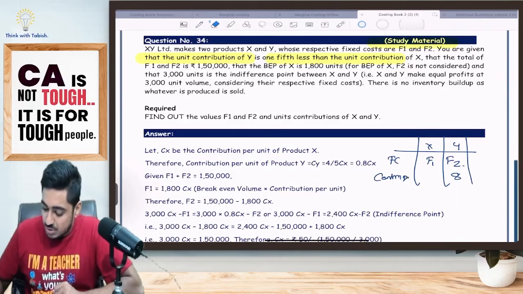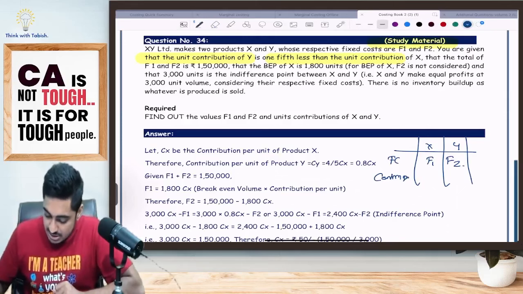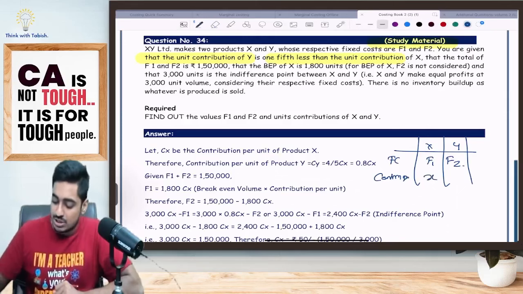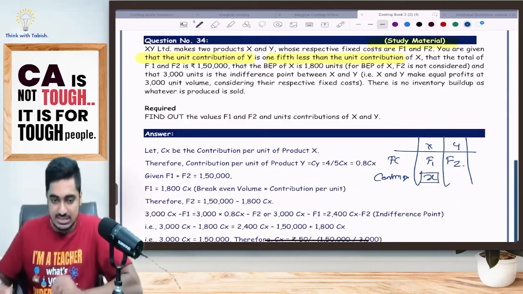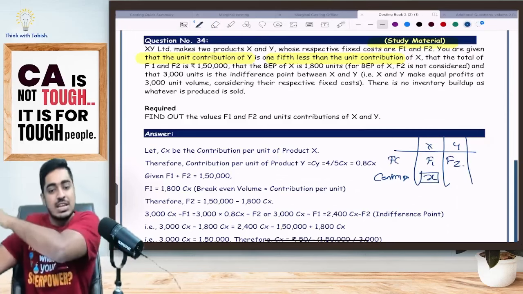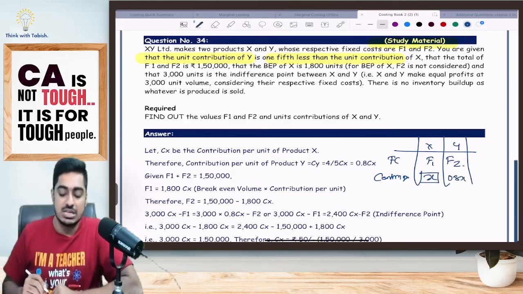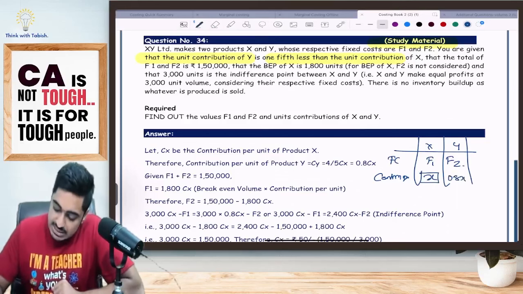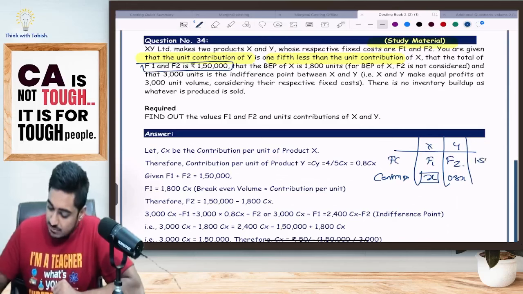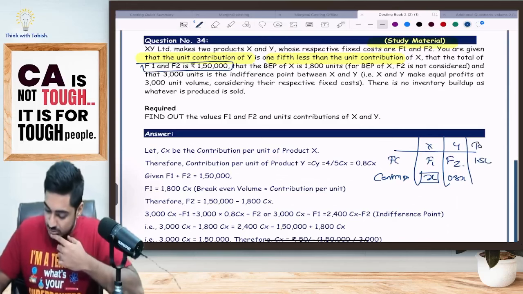No, I don't know. That means what I'll assume? I will bring my X into picture. I will assume contribution per unit of X is equal to X. That means Y is 1/5 less, 20% less, which becomes 0.8X. Yes or no, everyone? Yes, sir. The total of F1 and F2 is 1,50,000. That means F1 plus F2 is 1,50,000 in total.